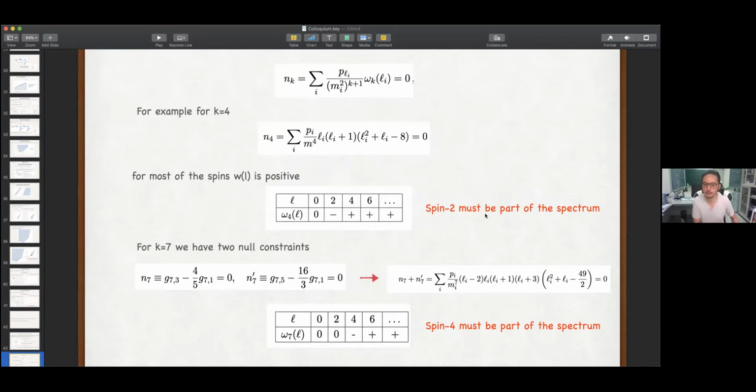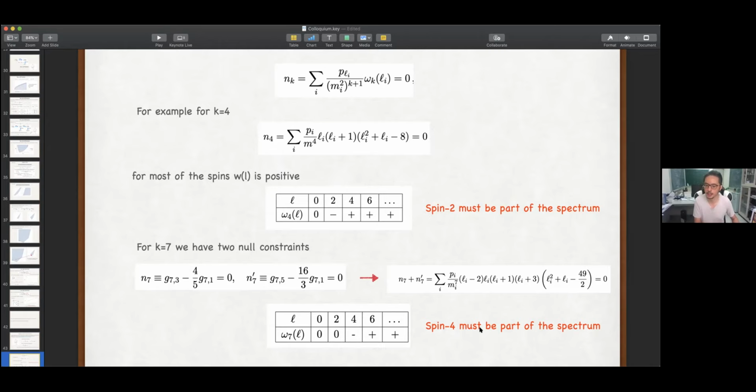Now you can go to the next order, k equals 7. And now you have two null conditions. You have two different directions. But you can do a linear combination to get this polynomial whose sign pattern now looks like this. And now the only thing that is negative is spin 4. So now you get the conclusion that spin 4 must be part of the spectrum.